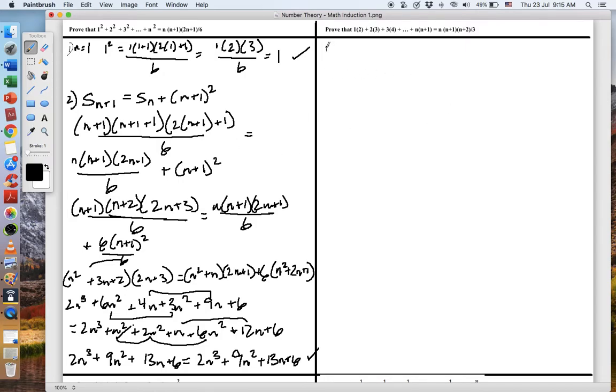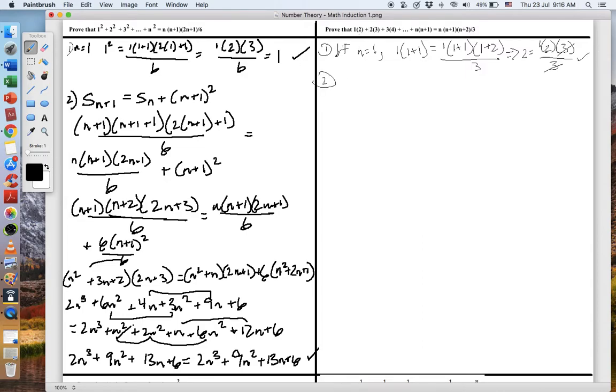So first we need to show that it is true for n equals 1. If n equals 1, then we have this value here, 1 times 1 plus 1 is equal to 1 times 1 plus 1 times 1 plus 2 over 3. And then we end up getting 1 times 1 plus 1 is equal to 2. 2 is equal to 1 times 2 times 3 over 3. Those cancel out. Check, that is true.